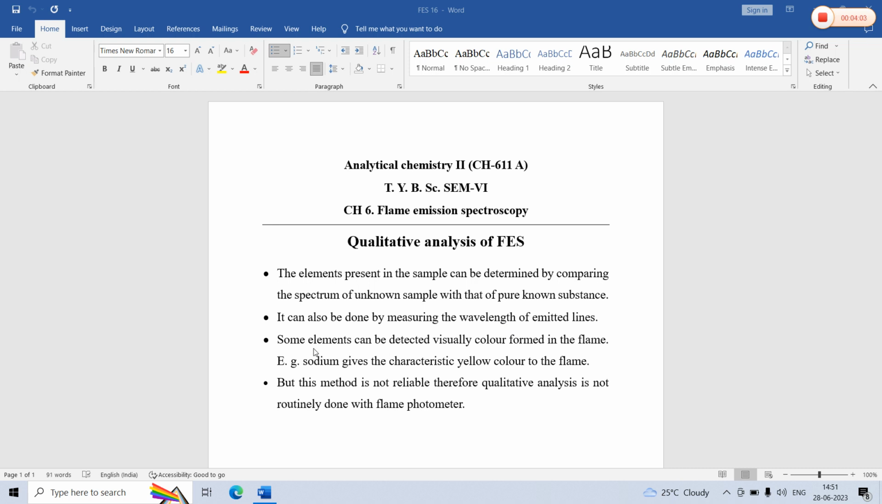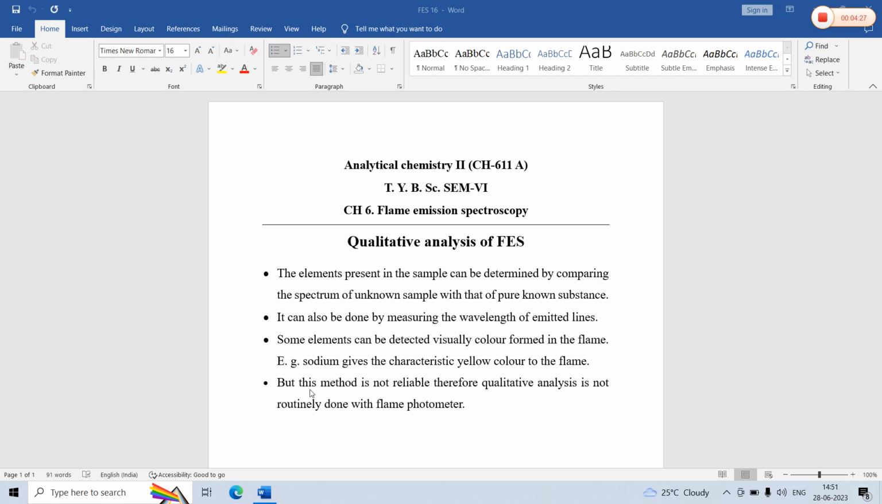The third point is that some elements can be detected visually by the color formed in the flame. For example, sodium gives a characteristic yellow color to the flame. So sodium has a golden yellow, or characteristic yellow, color in the flame. By the physical appearance of the color of the element, its identification or qualitative estimation is done.